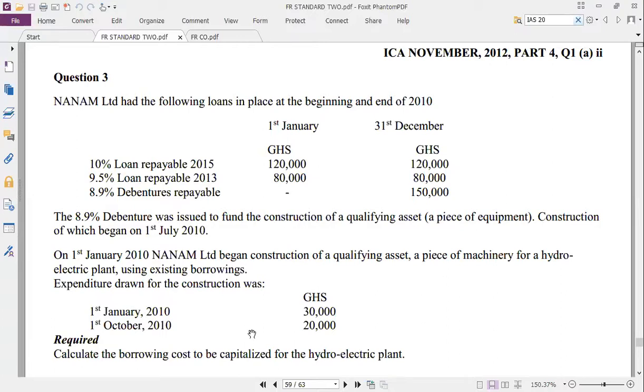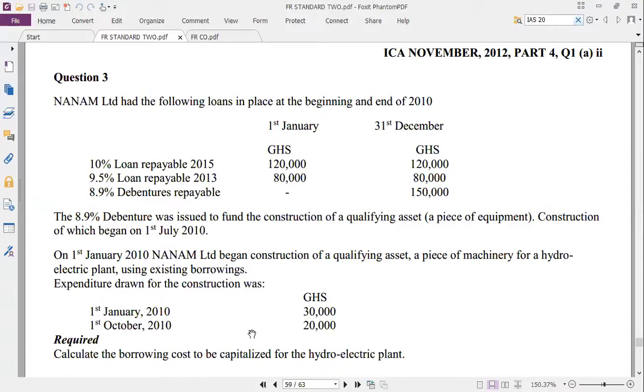On 1st January 2010, Nananam Limited began construction of a qualifying asset, a piece of machinery for hydroelectric plants, using existing borrowings. The expenditure drawn for the construction was as follows. In fact, it was only 2 payments that they made. First, 30,000 on January 1st, 2010. Second, October 2010. Calculate the borrowing cost to be capitalized for the hydroelectric plant.